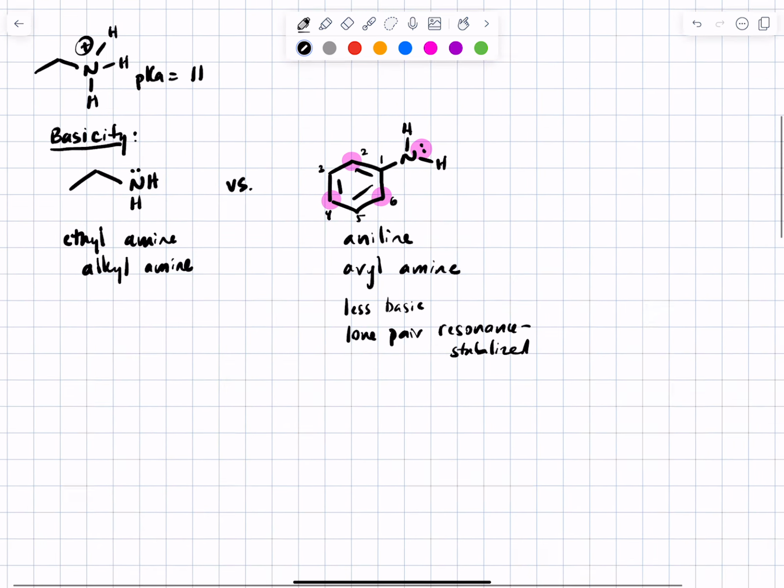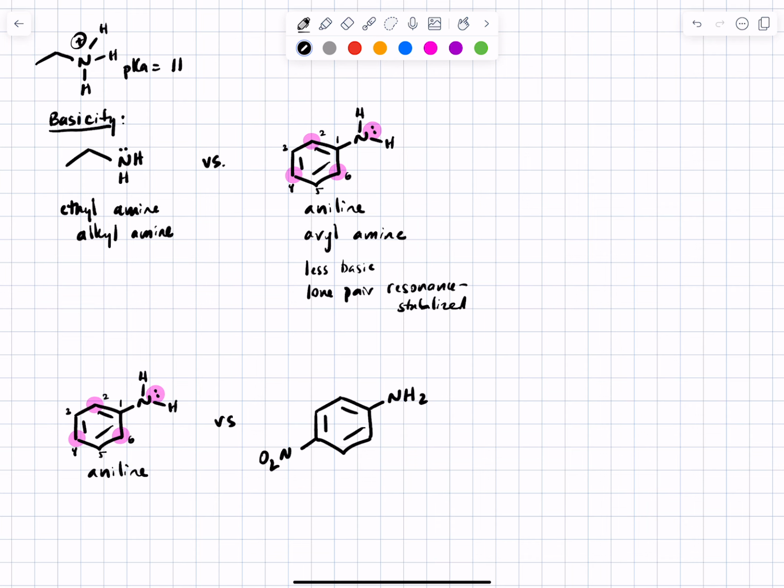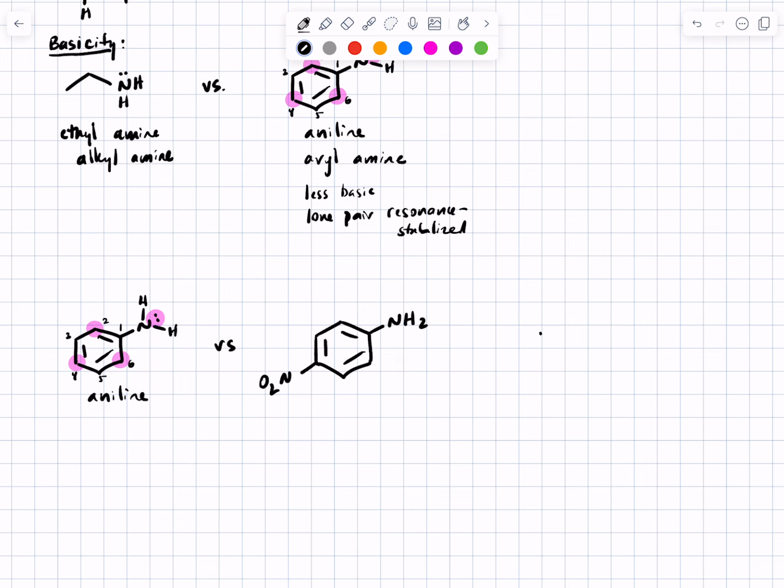How about this? Among arylamines, are there ways that we can reason our way through some examples? So let's compare aniline again versus arylamines where we put other things on the benzene ring. So what about para-nitroaniline? And what about para-methyl-aniline? Let's see if we can rank those in terms of basicity.